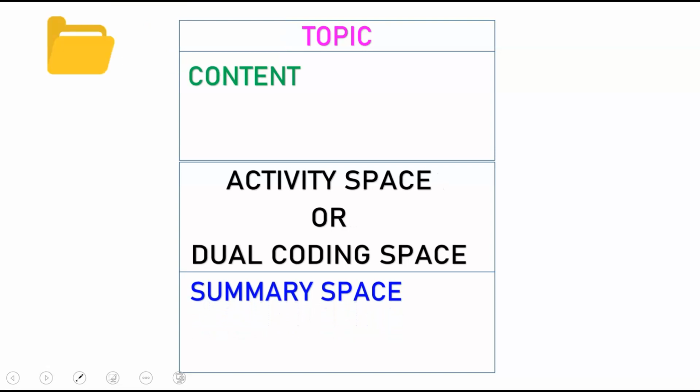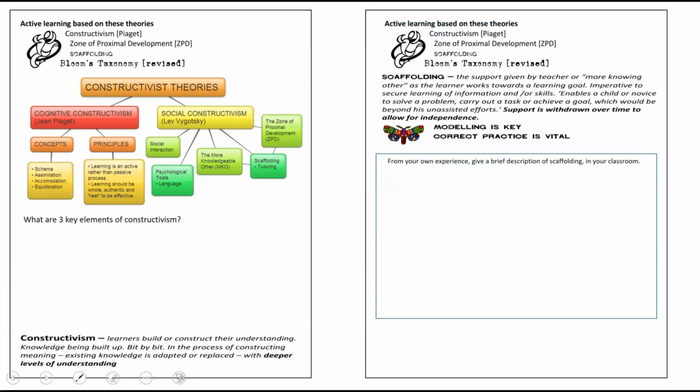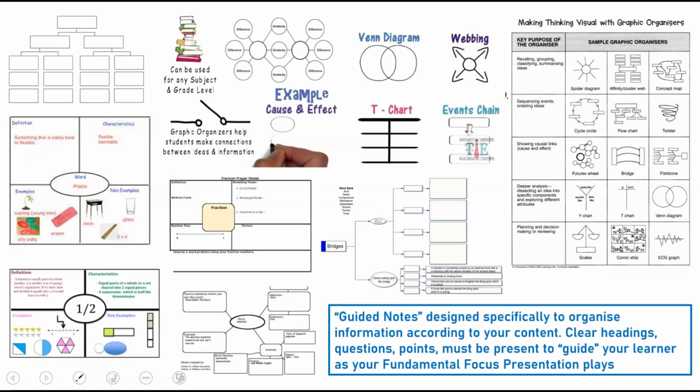Quickly to go through the worksheets. Your topic, very important. Name, grade, unit, all of those things are not important for the top of the page. They must go at the bottom. Your content, your activity space or dual coding space in the middle of the worksheet, and then a summary space at the bottom. You don't need to have the guidelines on your worksheet. Guidelines are not necessary. They're imaginary. There are 2 examples. You can pause if you want to and check it out.